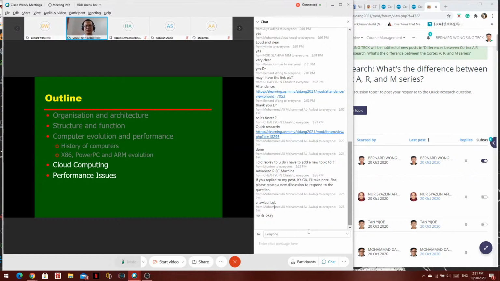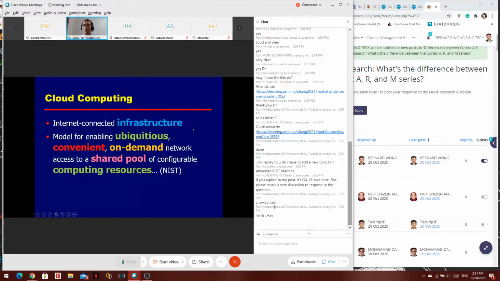We don't want to talk about the processor anymore, but we talk about cloud, something that we don't see physically, but yet we use it as if we are using an actual machine. So in this next section, we're going to cover a little bit about cloud computing. I'm sure many of you have heard about cloud computing. So basically, it is internet related. It's an internet related infrastructure, and it allows a wide variety of services.